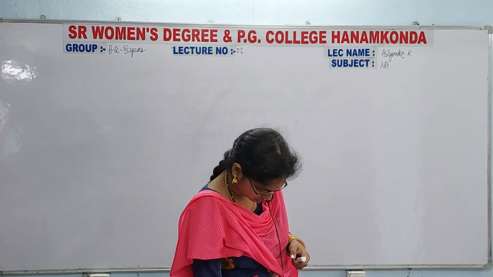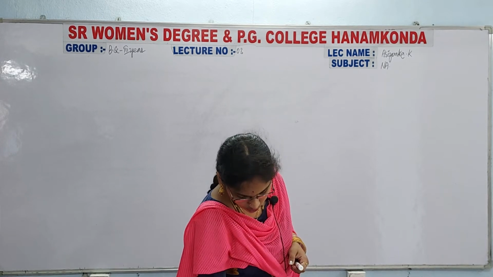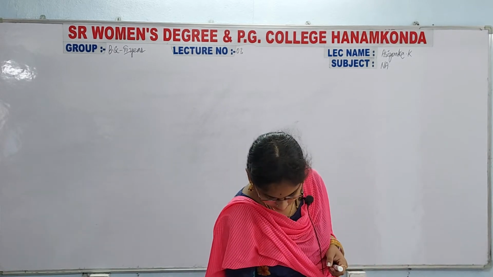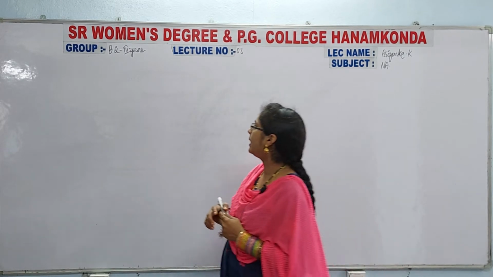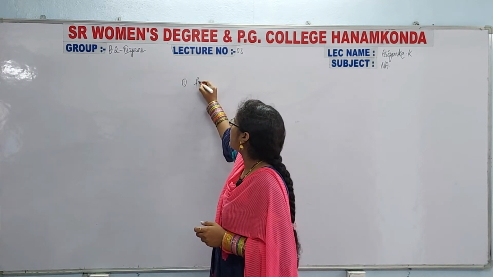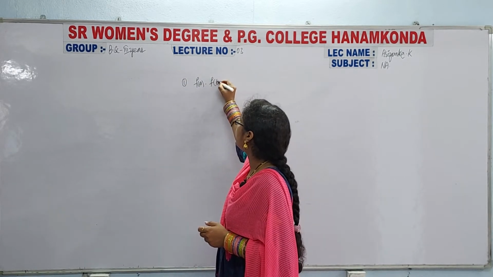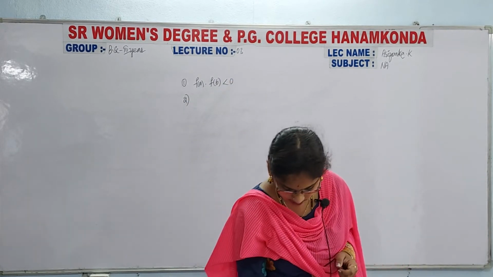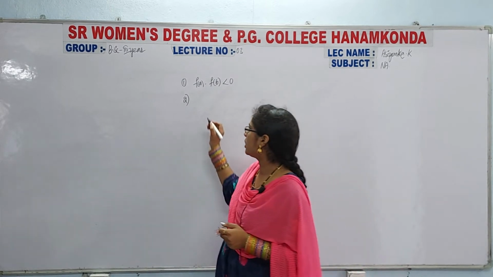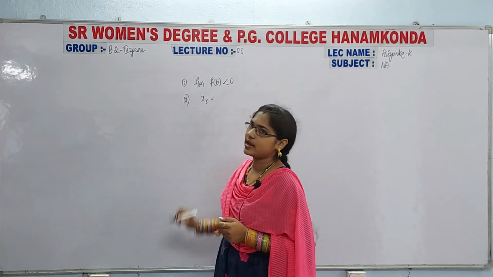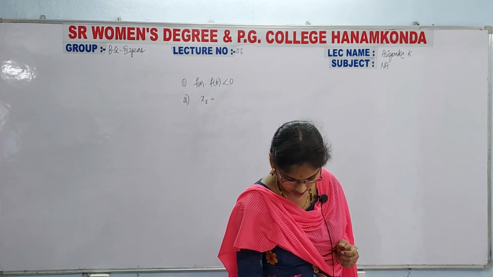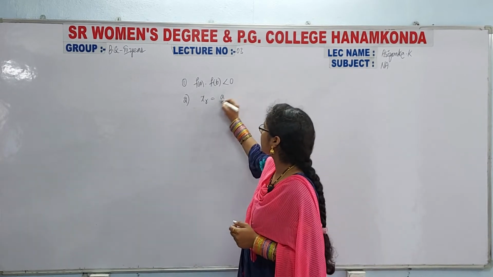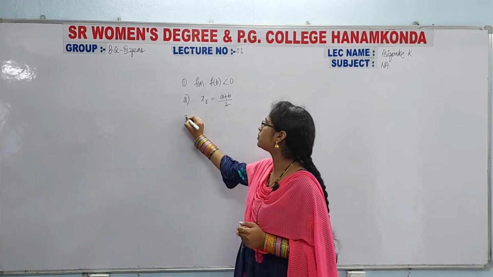Now first write down: choose two real numbers a and b, such that f of a into f of b is less than 0. Second one, set xr, which means x naught, x1, x2 and so on. Set xr equal to, what I said, x naught, which is a plus b by 2.